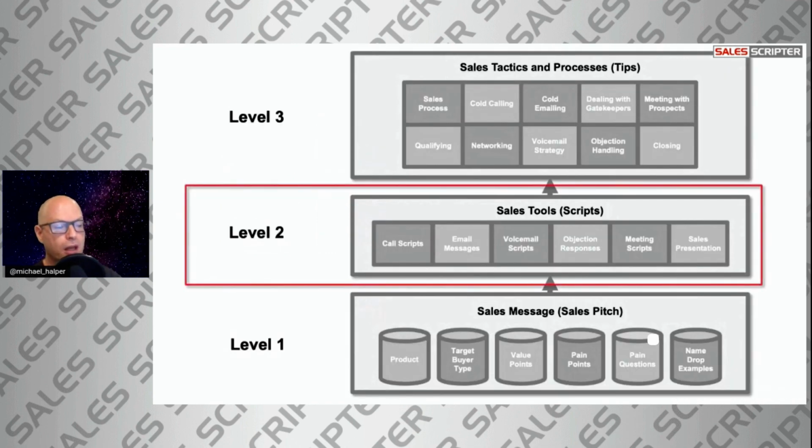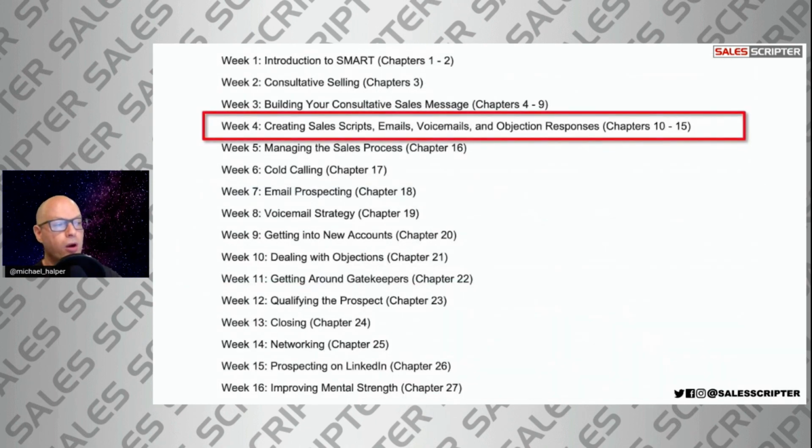So we just finished level 1 for you, creating your sales message. Now we're going to move to level 2 in the next training module, and we're basically going to use all of those blocks to create all of these different documents. And here's where we are in the schedule. So that will be the next training module. We're going to create sales scripts, create emails, voicemails, objection responses, and more. And that's what we will talk about next.